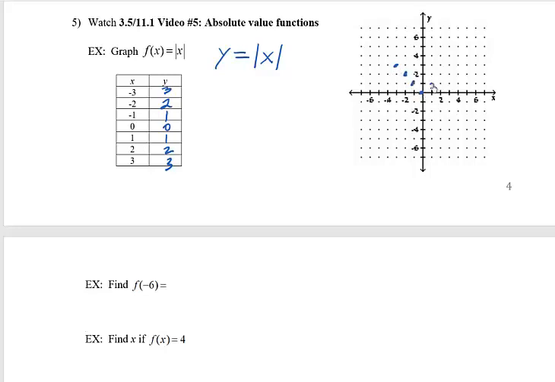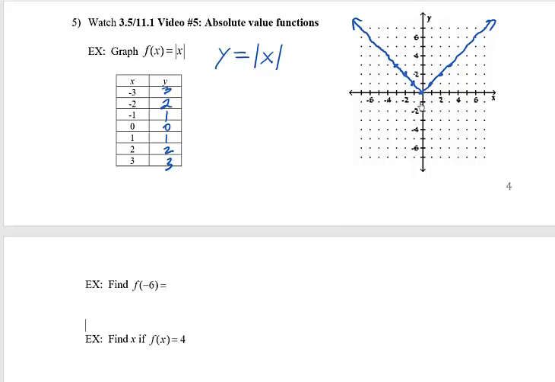If you put down all the dots that correspond to this table, you end up with a shape that looks like this. And if I connect the dots, what you end up with is this interesting V-shaped graph. That's pretty much what all absolute value graphs look like. Some are going to be narrower and some are going to be wider and some may have a different starting point than (0, 0). This is just the basic one, but they all look something like this.